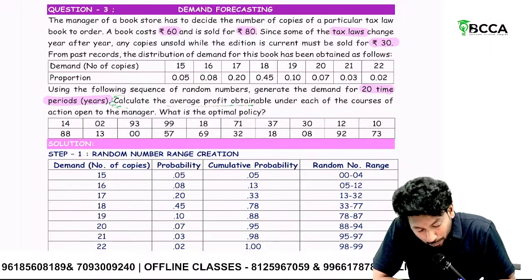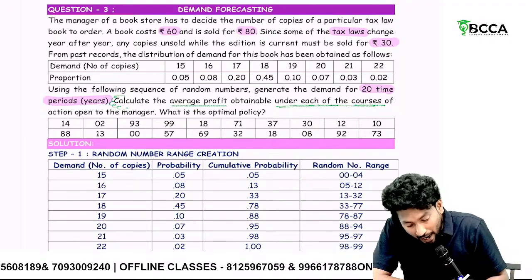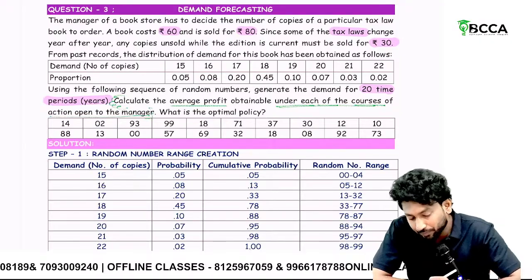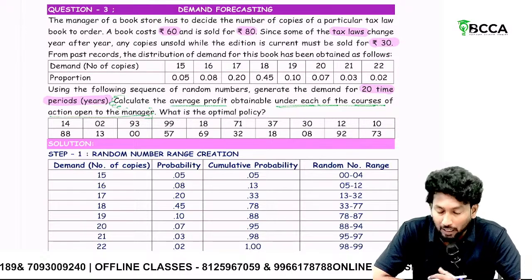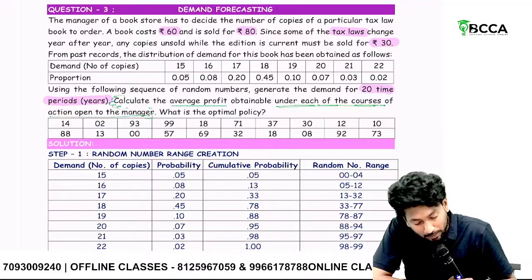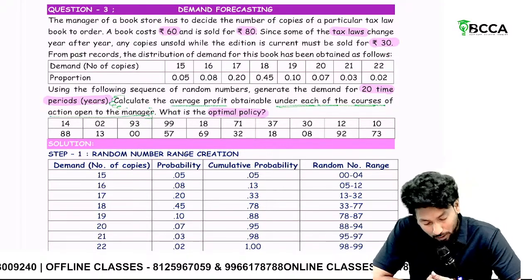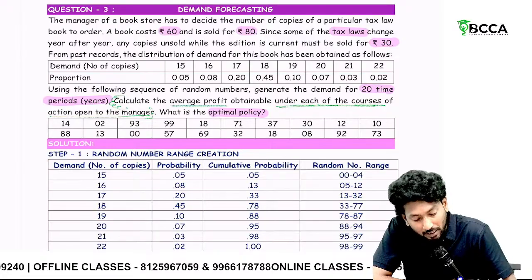Calculate average profit under each course of action open to the manager. How many alternatives will be available to the manager? That is what we need to estimate in this particular problem. What is the optimal policy? They're asking us to estimate the demand for 20 years.